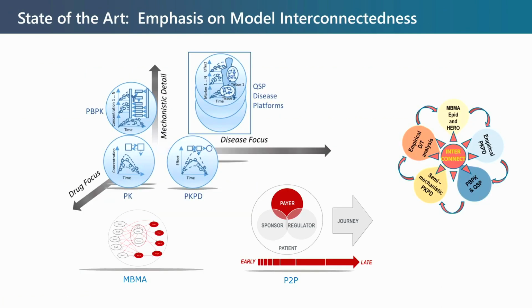So what is the state of the art? This is continuing to emphasize model interconnectedness, where you have the standard PBPK models, the PK model, PK-PD, the focus on mechanistic detail as a function of disease focus, and the evolution of the QSP disease platforms, but also more recent, more holistic model-based meta-analysis. But as we discussed here in this particular example, the use of pharmacology-paired models. Collectively, this represents interconnectedness of the model.